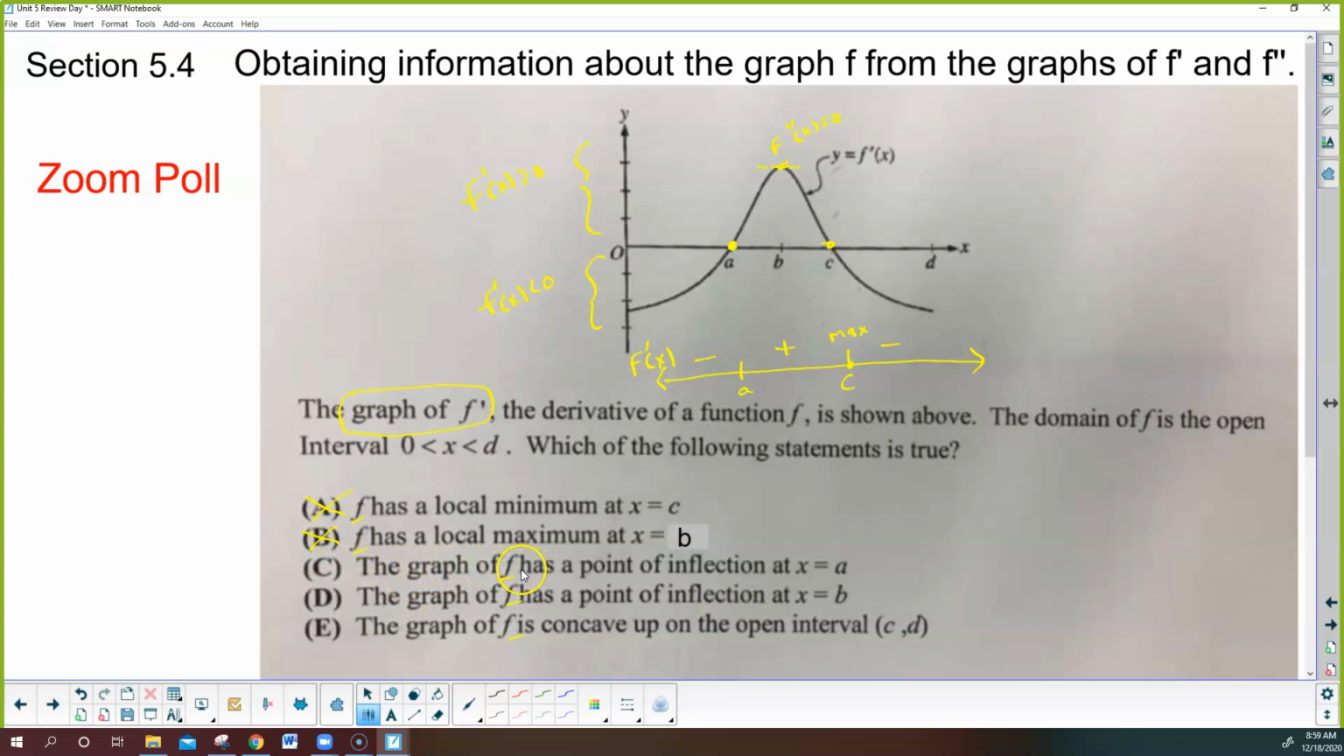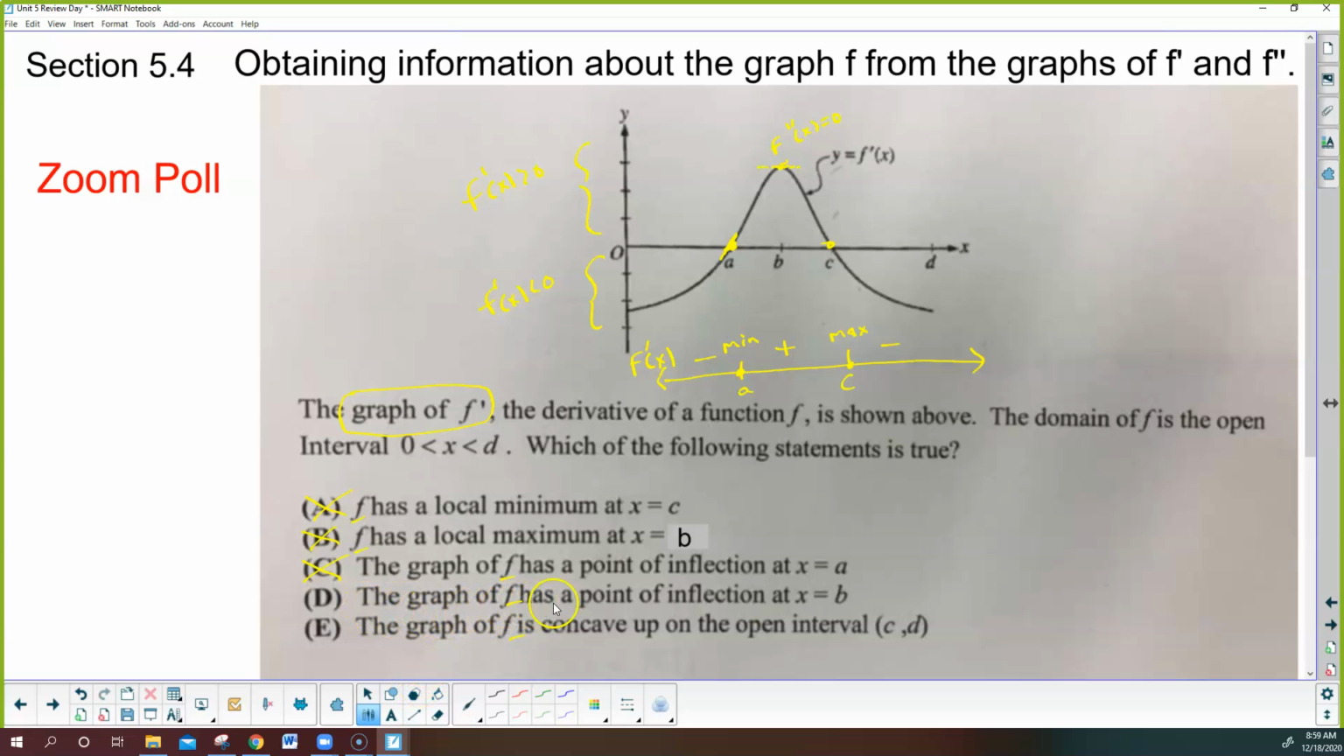The graph of f has a point of inflection at A. Well, let's see. At A, we know for sure my slopes go from decreasing to increasing, so this is a minimum. All right, so right now, I have a minimum here, but let's look at the slope of this tangent line. The slope of this tangent line is not 0, and for inflection points, the second derivative has to be 0. So the slope right here would have to be 0, so it is not C.